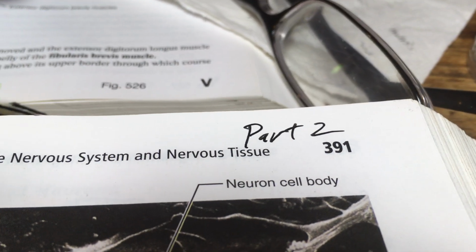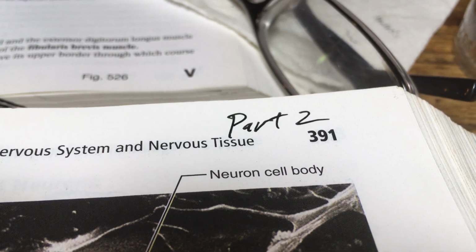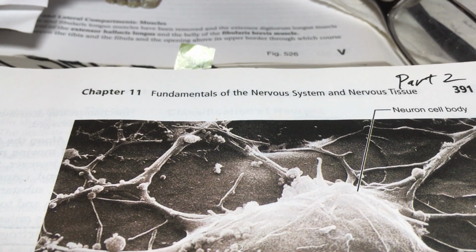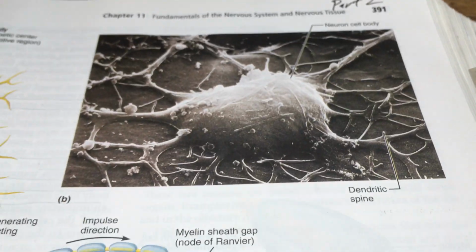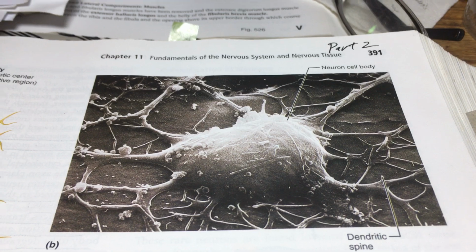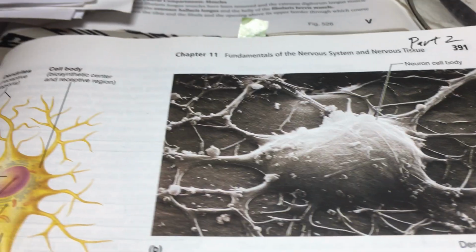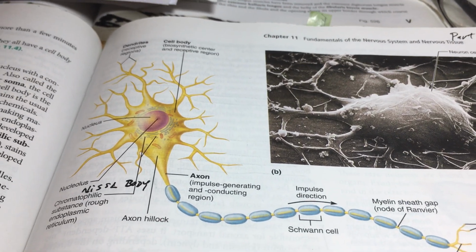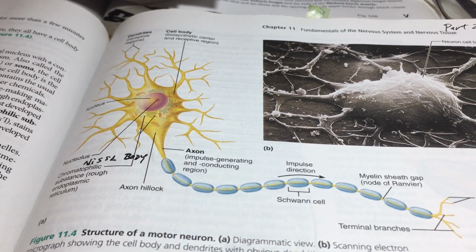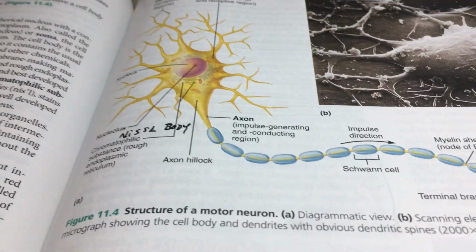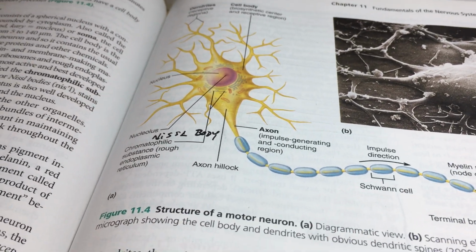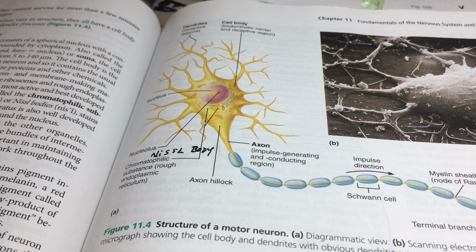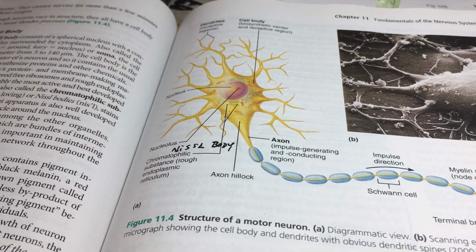We're in part 2 now of the neural tissues, and we're looking at page 391. As you can see here, we're in chapter 11. Here's an electron micrograph of a multipolar neuron, and here is the classic multipolar neuron. It turns out about 99% of all neurons have this configuration, which gives lots of options for incoming information. So it's possible for us to have a lot of associations with other neurons.